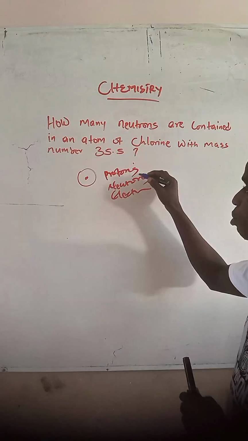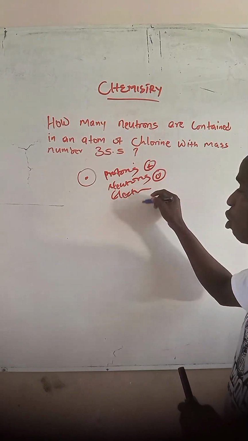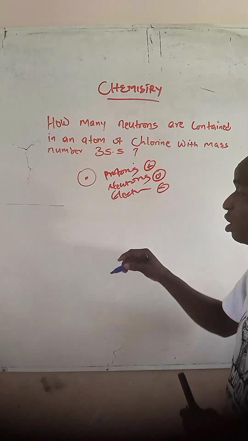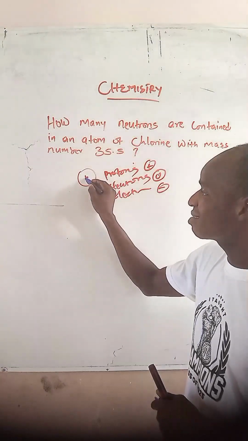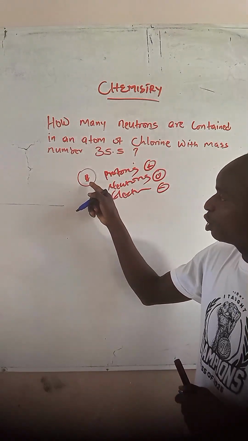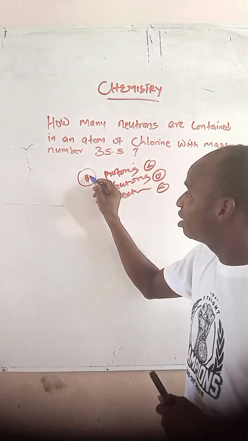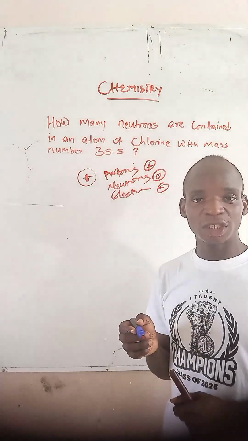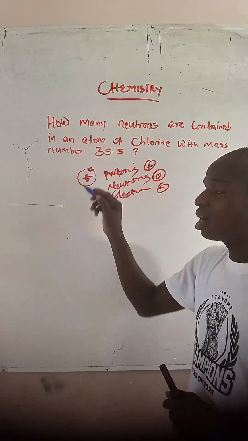Now, we learned that the protons are positively charged, the neutrons are neutral, and of course, the electrons are negatively charged. Both the protons and the neutrons are always inside the nucleus. And since the charge on the neutron is neutral and the proton is positive, it means that the nucleus is positively charged. While, of course, the electrons are always revolving around the shells.